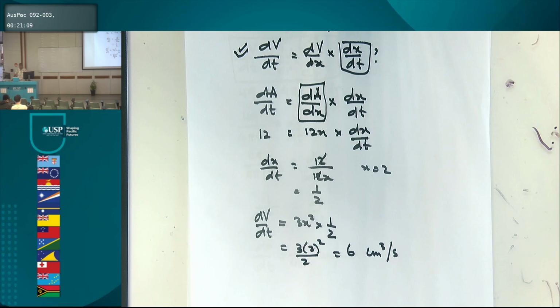Differentiate sec x. You get sec x tan x. Differentiate cosec x. Negative cosec x cot x, check, check. And cot x, differentiate cot x. Negative cosec squared x.